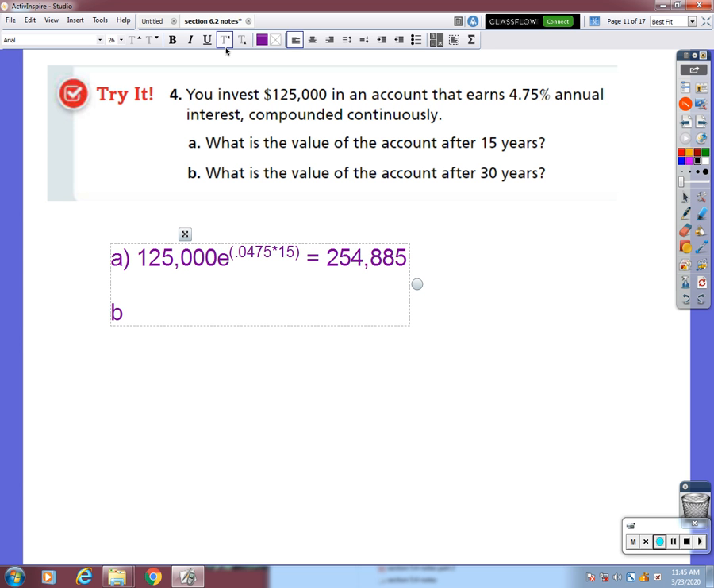Nice job. And then if we waited 30 years, that would be exactly the same, except that now I'm going to change the 15 to a 30. So it's still 0.0475 times 30. And again, it's easy to change on Desmos. And then we end up with, wowza, $519,732. So that's a lot of simoleons.